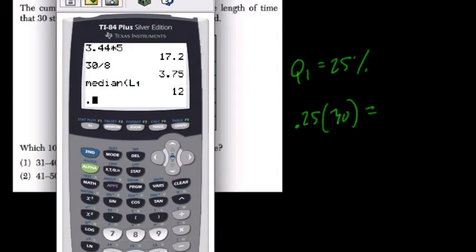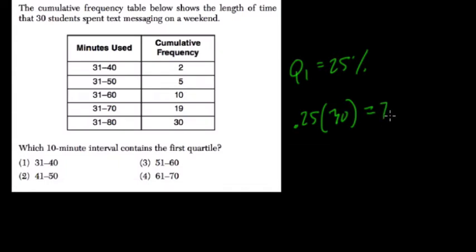We can find that quickly. 0.25 times 30 is 7.5. So which of these intervals contains 7.5? So we have 2 in the first one, but this is cumulative.